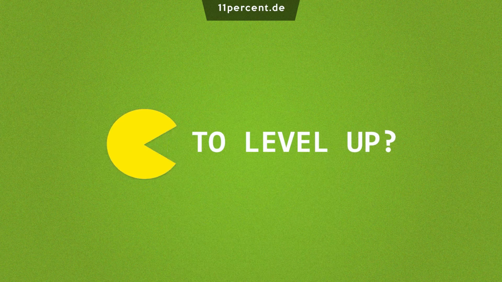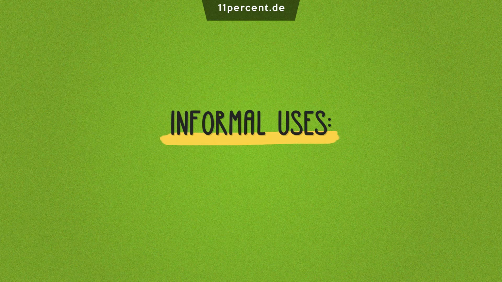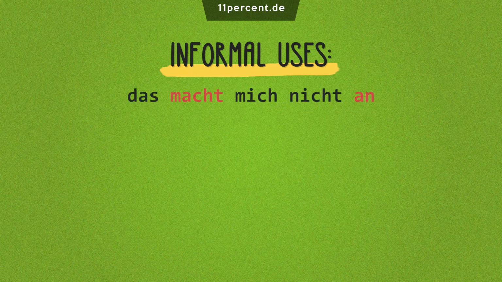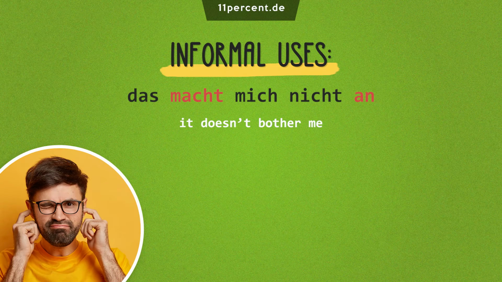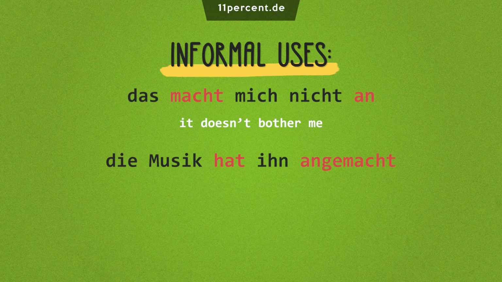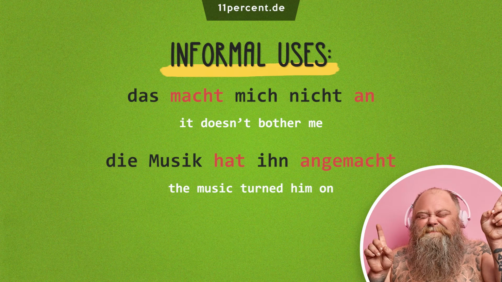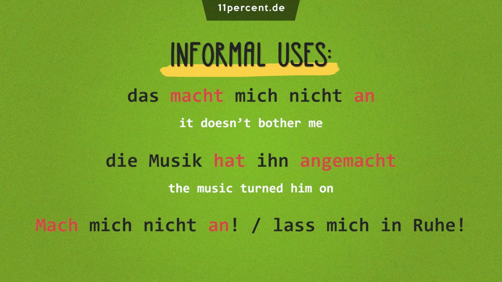Want to level up? Learn a few more usages of the verb anmachen. Informally, you can also use the verb anmachen to say things like this. Das macht mich nicht an. It doesn't bother me. Die Musik hat ihn angemacht. The music turned him on. Mach mich nicht an, meaning don't bother me, or the same as lass mich in Ruhe, leave me alone.